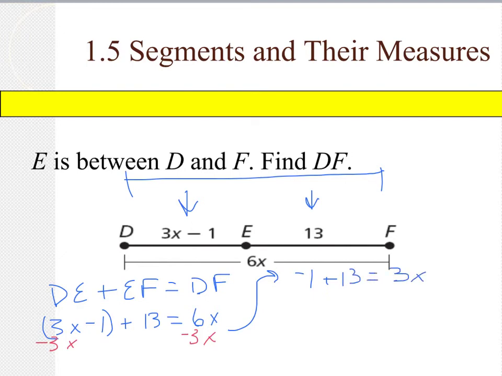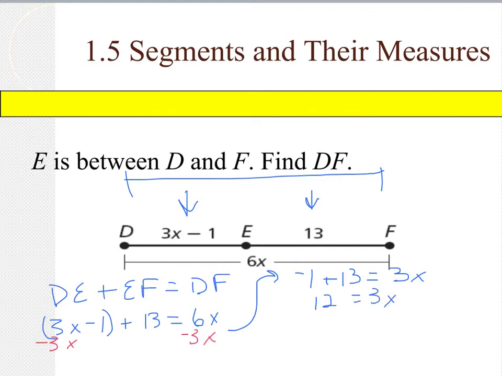I combine my 6x and my 3x. I need to subtract between them. Then I combine negative 1 and 13. When I combine those two numbers together, negative 1 plus 13, my answer is 12.